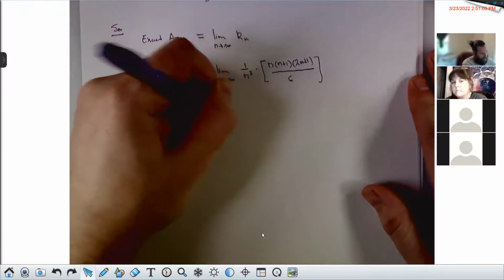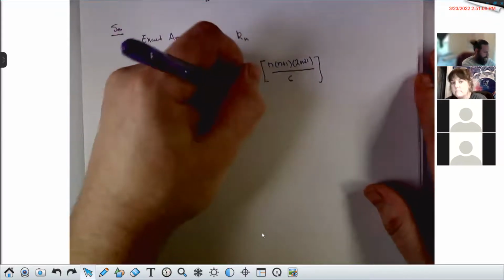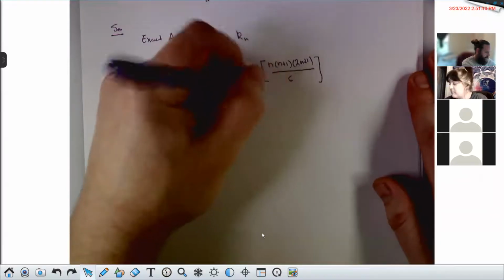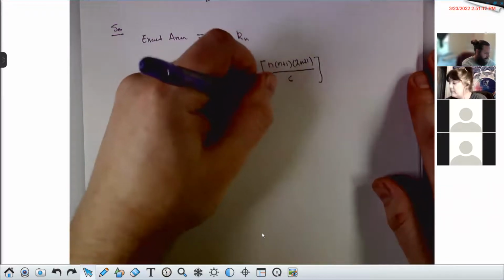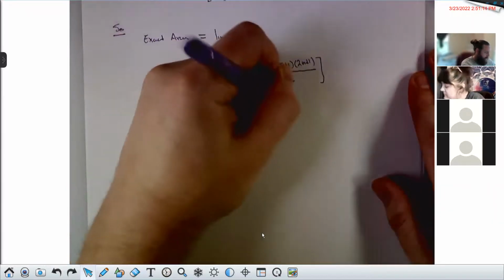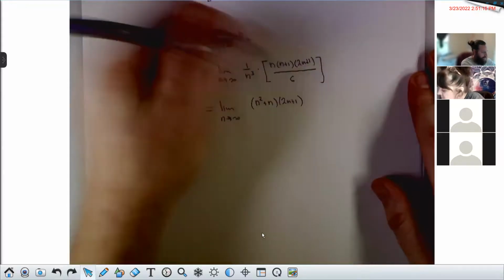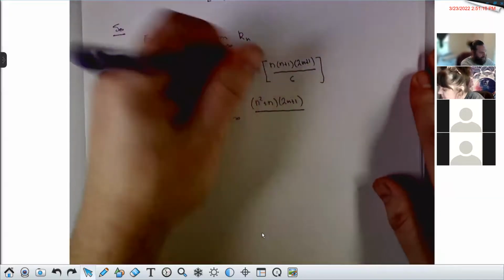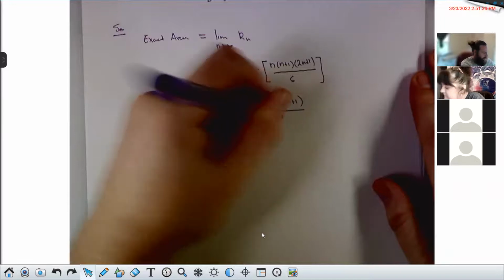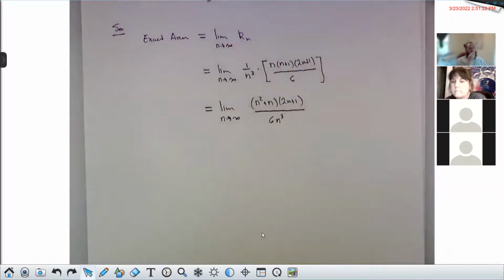I'll just do a bit of algebra here. I'll distribute this n, and that gives me n squared plus n times 2n plus 1. And I'll multiply the two fractions together, so I have 6n cubed downstairs. Then I can FOIL out the top.